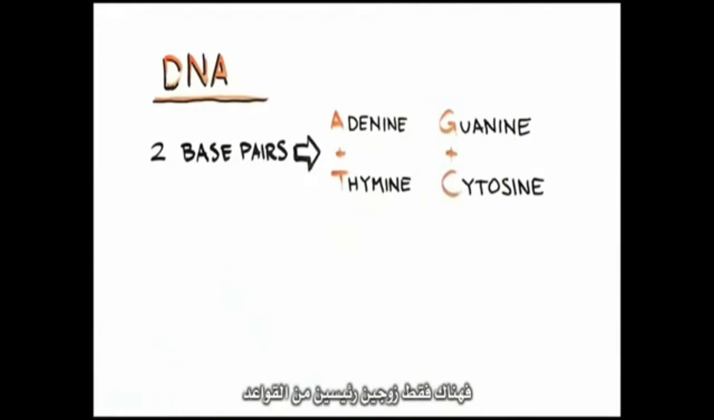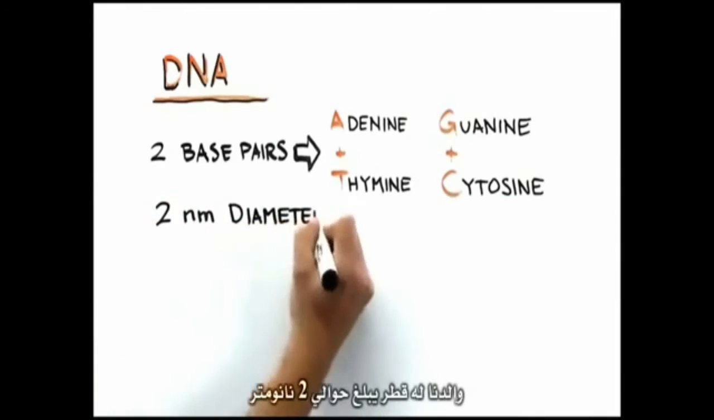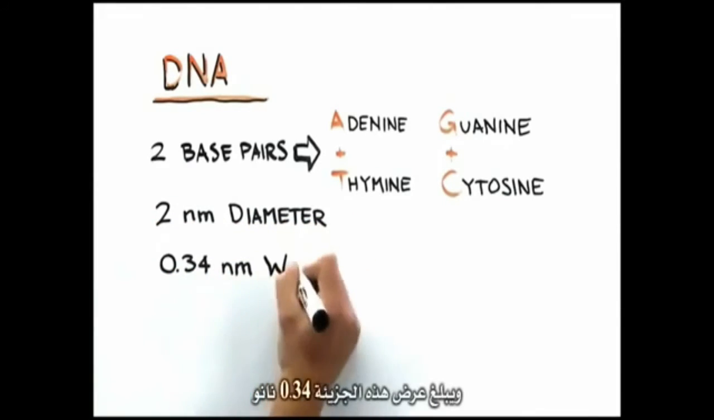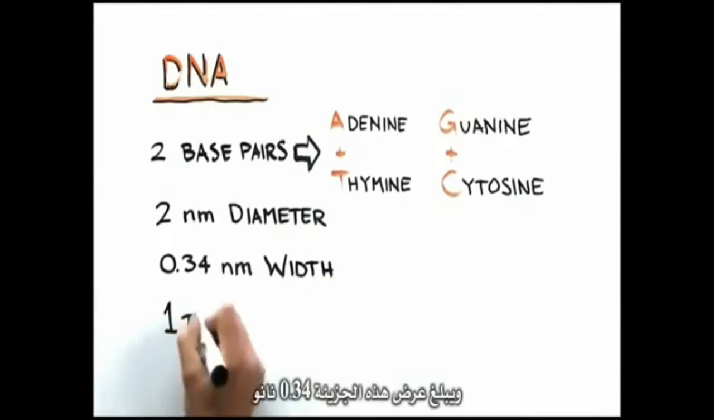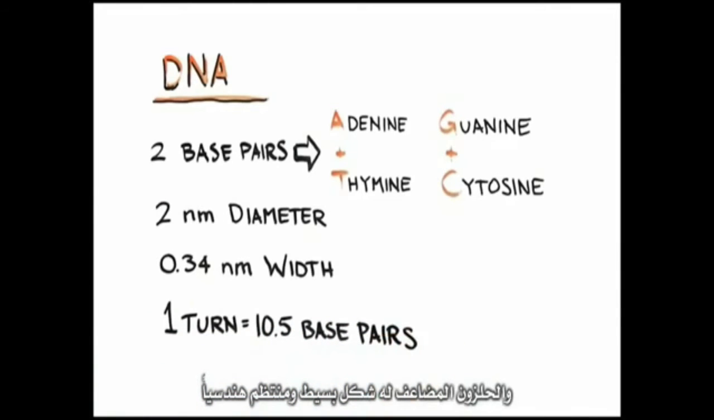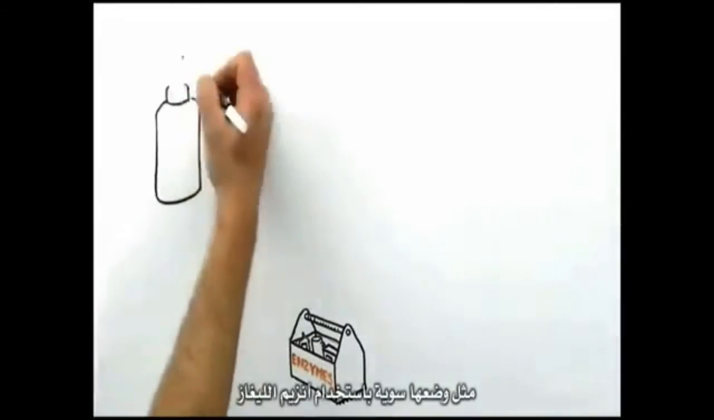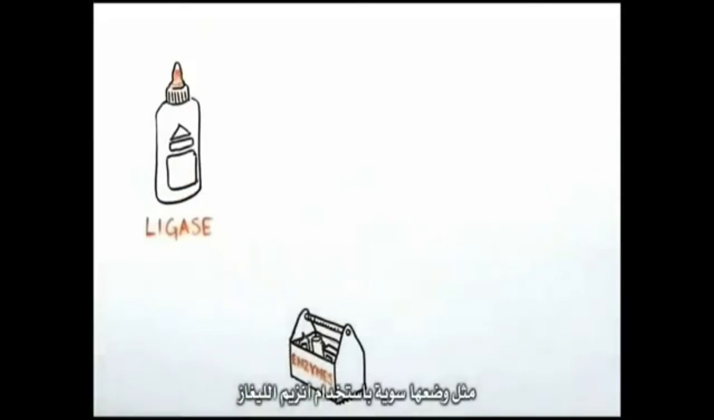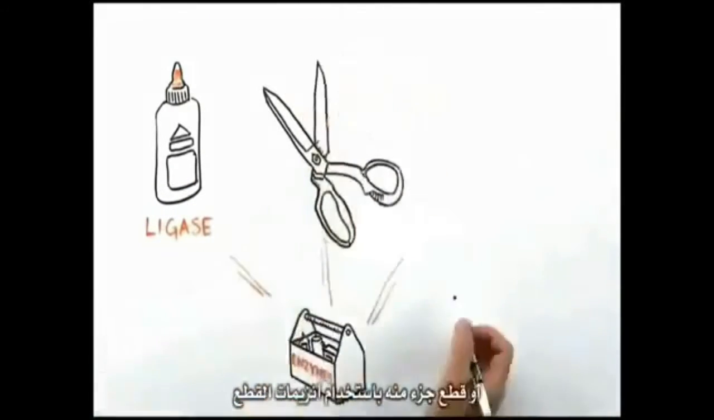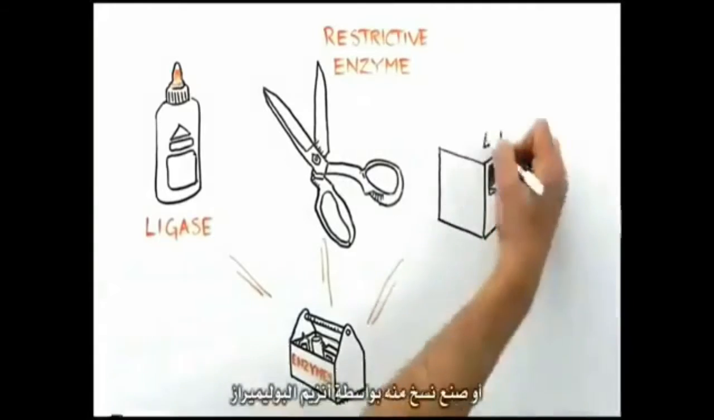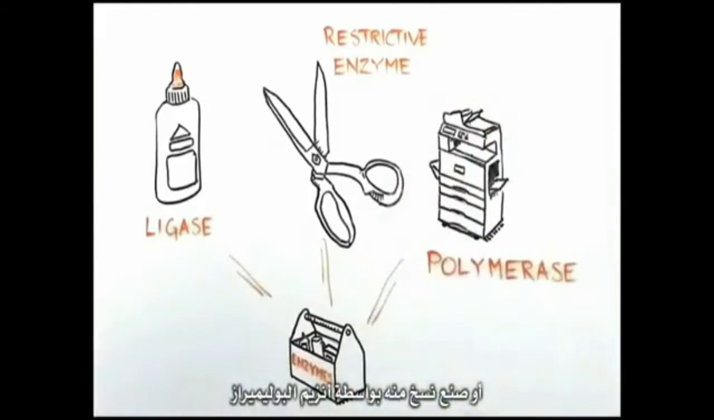The nice thing about DNA is that it's simple and relatively easy to work with. There are only 2 standard base pairs. DNA has roughly a 2 nanometer diameter, and each base is about 1/3 of a nanometer wide. And the double helix has a pretty simple and regular helical geometry. Furthermore, nature has evolved an entire enzymatic toolkit for making modifications to DNA, such as splicing it together with enzymes called ligases, or cutting it apart with restriction enzymes, or making copies of it with polymerases.